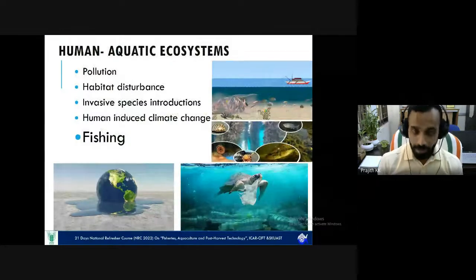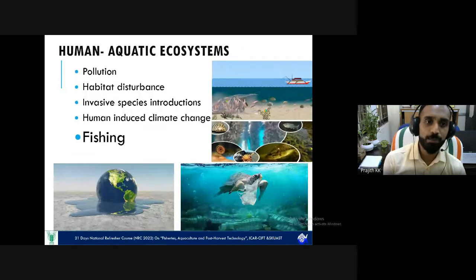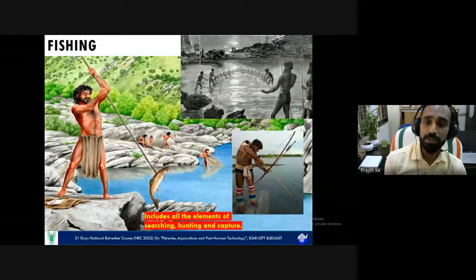We know that in the aquatic ecosystem, humans interact in different ways. That creates a lot of positive as well as negative impacts, like pollution and habitat disturbance. In fishing, mainly trawl fishing, habitat disturbance takes place. In aquaculture, there is a chance of invasive species being introduced from other regions. Then there is climate change, and one of the most important human interactions with the aquatic system is fishing.